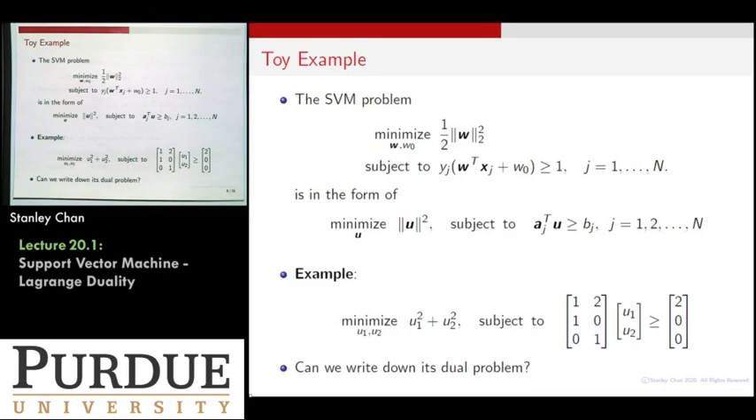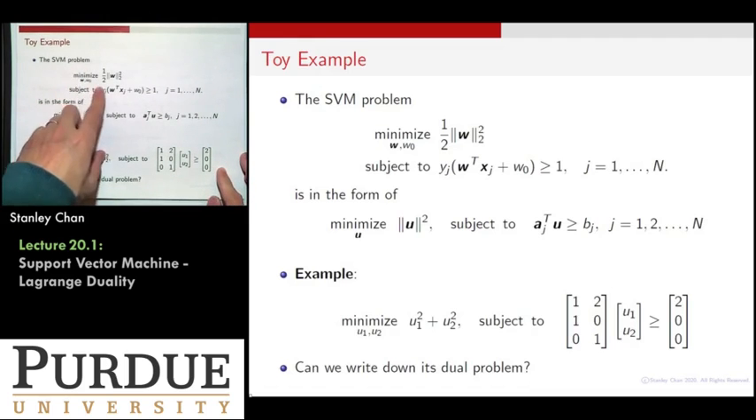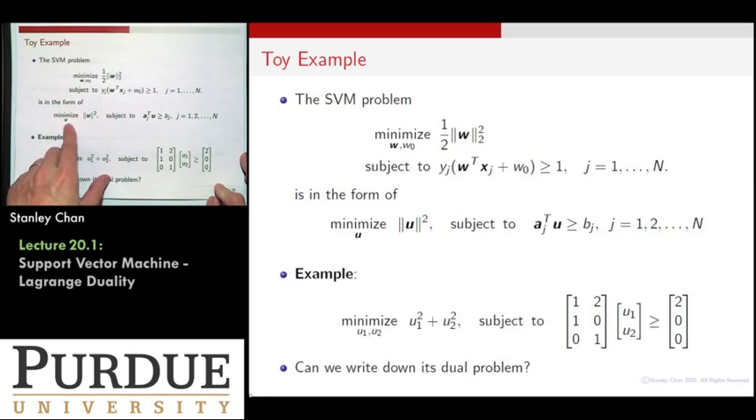So let's look at a toy problem, just to gain a little bit more insight. Let's say you want to solve this primal problem with certain variables. Now this primal problem can be written in this form: minimize u squared subject to a_j transpose u bigger than or equal to b_j.